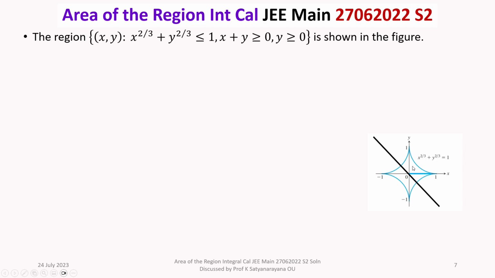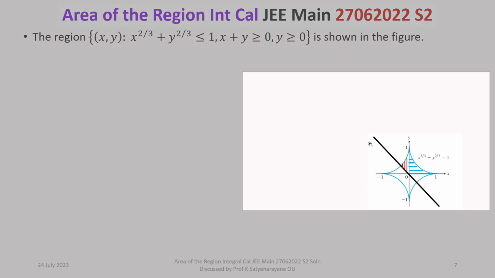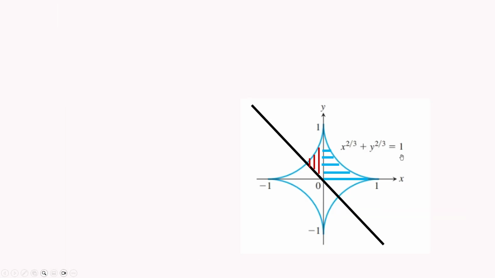Now it is shown here. This is the region, shown with blue horizontal lines, and this portion shaded by red vertical lines. So this portion plus this portion. You can see it in a magnified way. So this is the portion. So the region is this one. The area of this one you have to find.